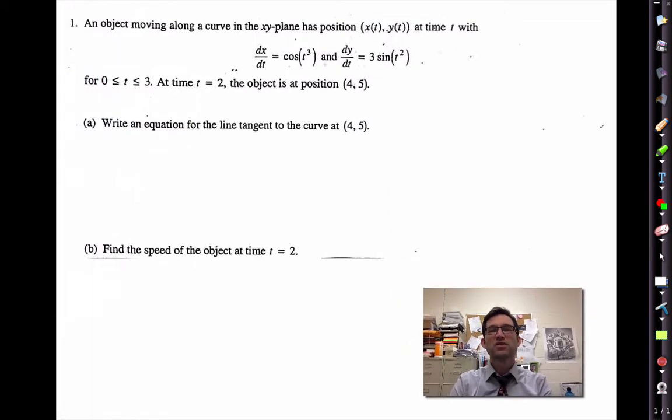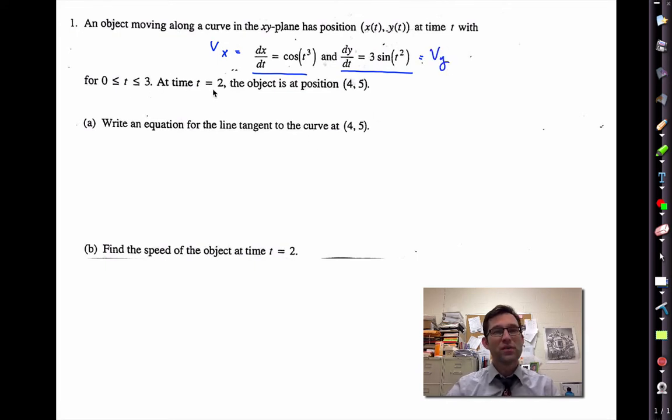Alright, again, let me apologize for the quality of the problems. A scan of a scan that's then been clipped and cut and pasted into here. It's good enough. An object moving along a curve in the xy plane has a position x, y at time t given, not here, but what we're given are the two velocities, right? dx/dt and dy/dt. The velocity in the x direction, if you will, and the velocity in the y direction.